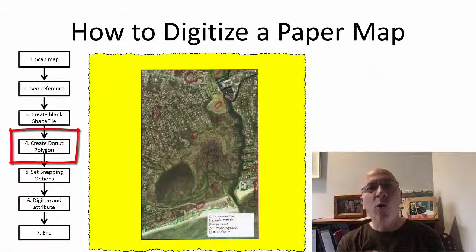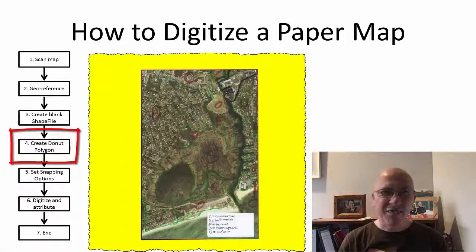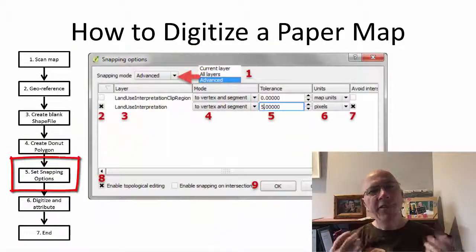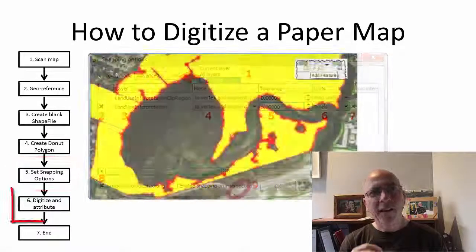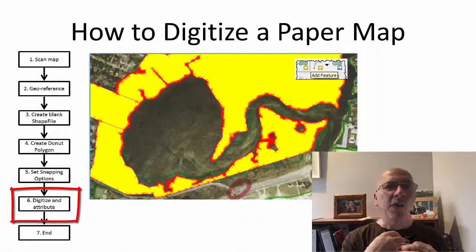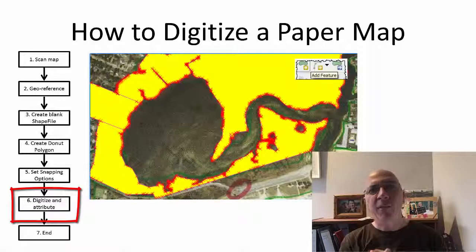In step 4, we create what I'd like to call a donut polygon, for want of a better term, but this is going to form an edge for our study area when we're digitizing. In step 5, we configure the snapping options for our digitizing environment. And in step 6, we finally do some digitizing.